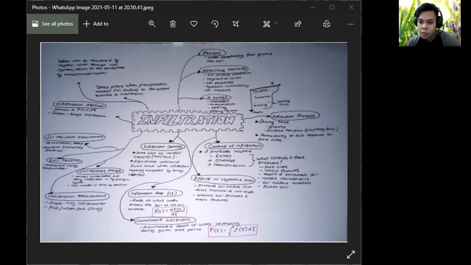Next is the cumulative infiltration. Cumulative infiltration is defined as the accumulated depth of water infiltrating during a given time period. We can see the formula in the mind map.